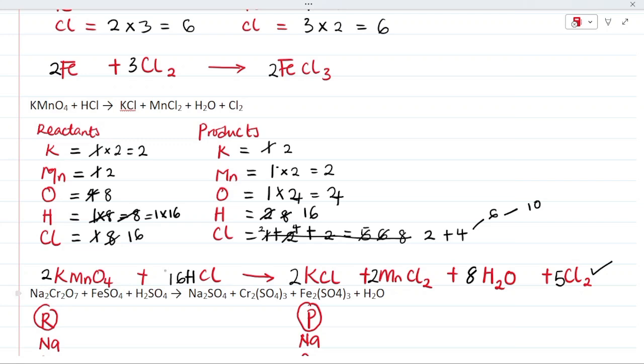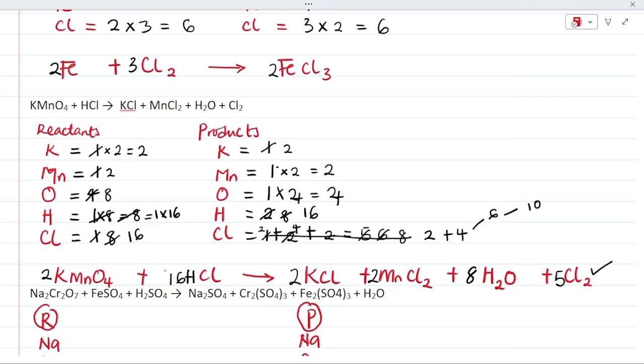And if you calculate all your chlorines together, you have 2. 2 times 2 is 4. 2 plus 4 is 6. 5 times 2 is 10. 10 plus 6 gives us 16, like we already have here. So you can see the key is always remember, after each balance, you must count again.